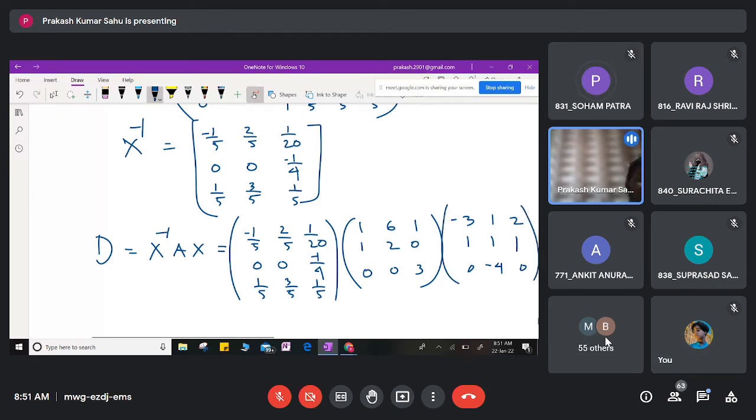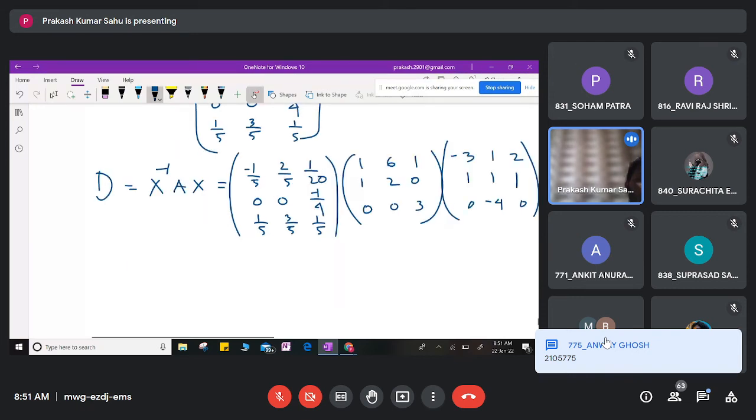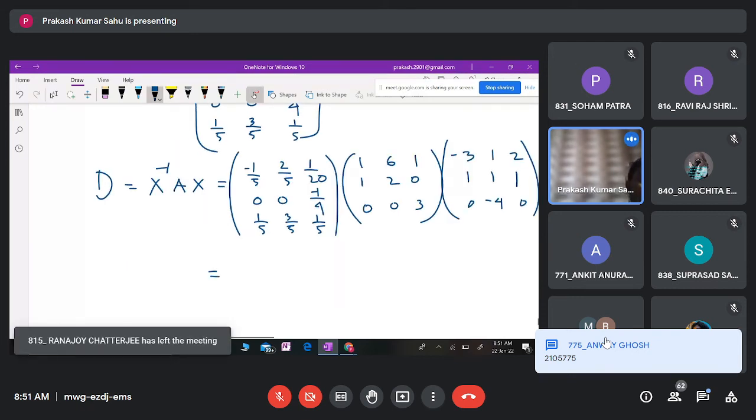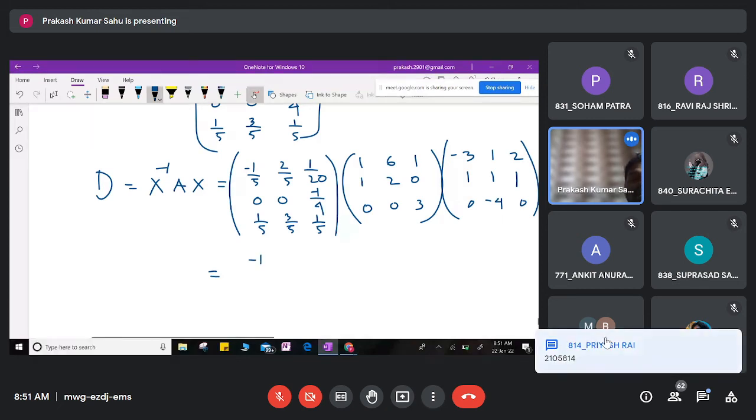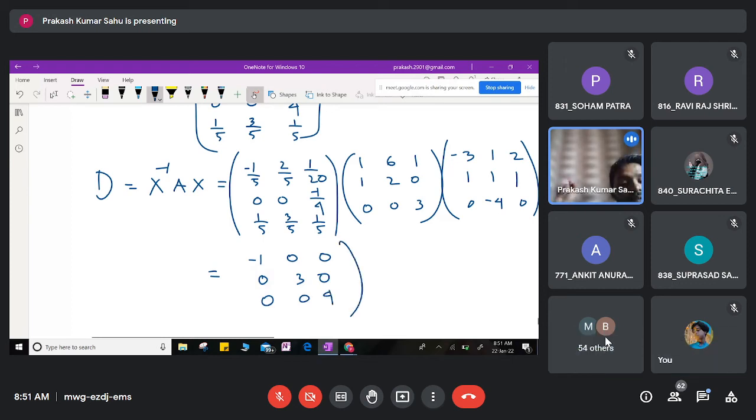तो उसको मल्टीप्लाई कर दो, तो मल्टीप्लाई करने से तुम्हारा -1, 0, 0 आएगा, 0, 3, 0 आएगा, और 0, 0, 4 आएगा। Okay, the diagonal element contains the eigenvalues -1, 3, 4. If you multiply this matrix, you will get this. Okay, what my point?